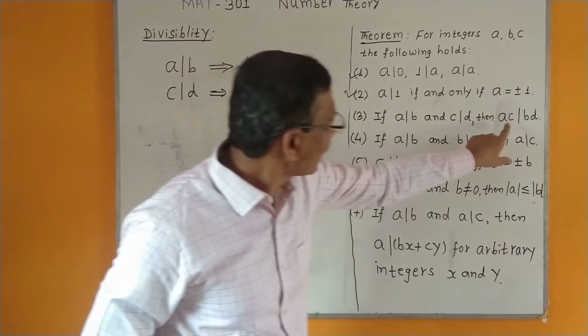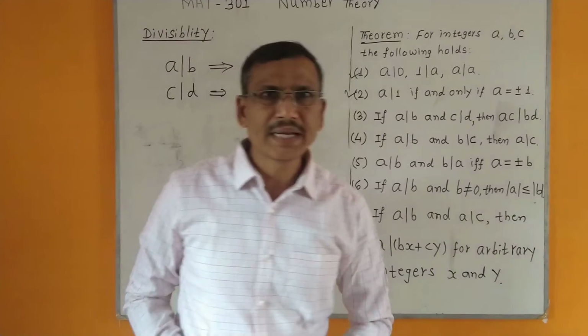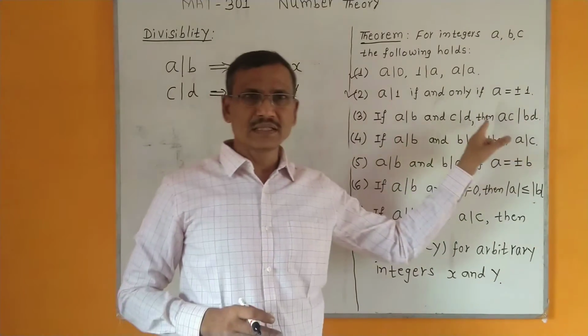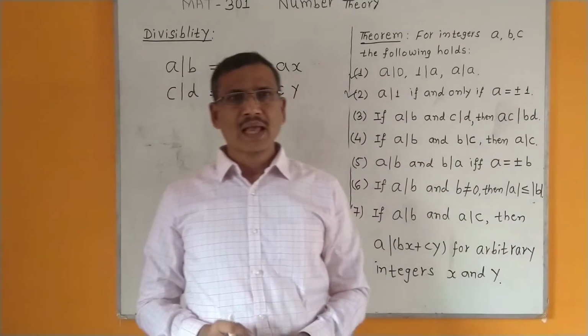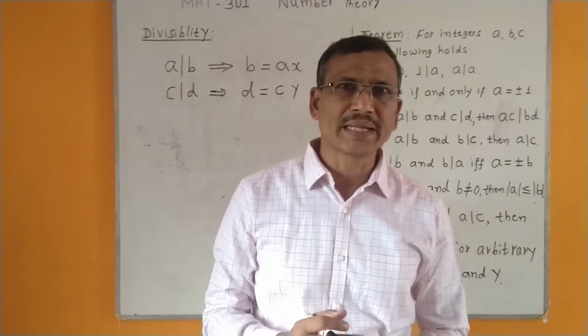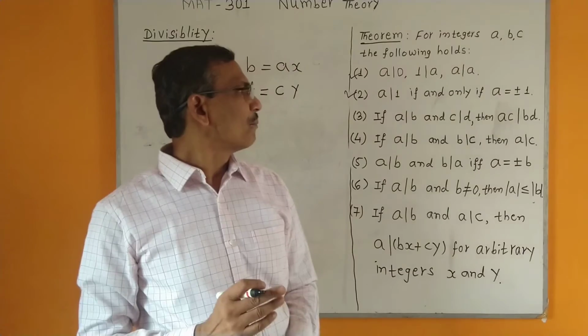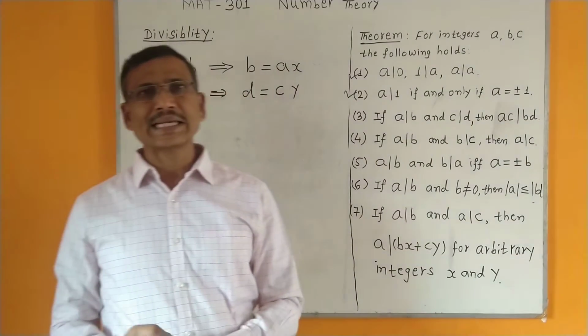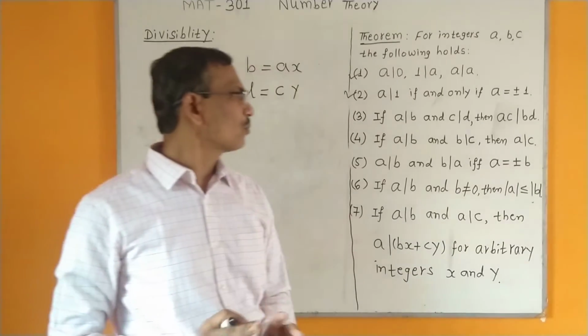Now we have to prove that ac divides bd. That means bd is divisible by ac. And when will bd be divisible by ac? If there exists some integer such that bd is equal to ac into that integer. We have to prove this.